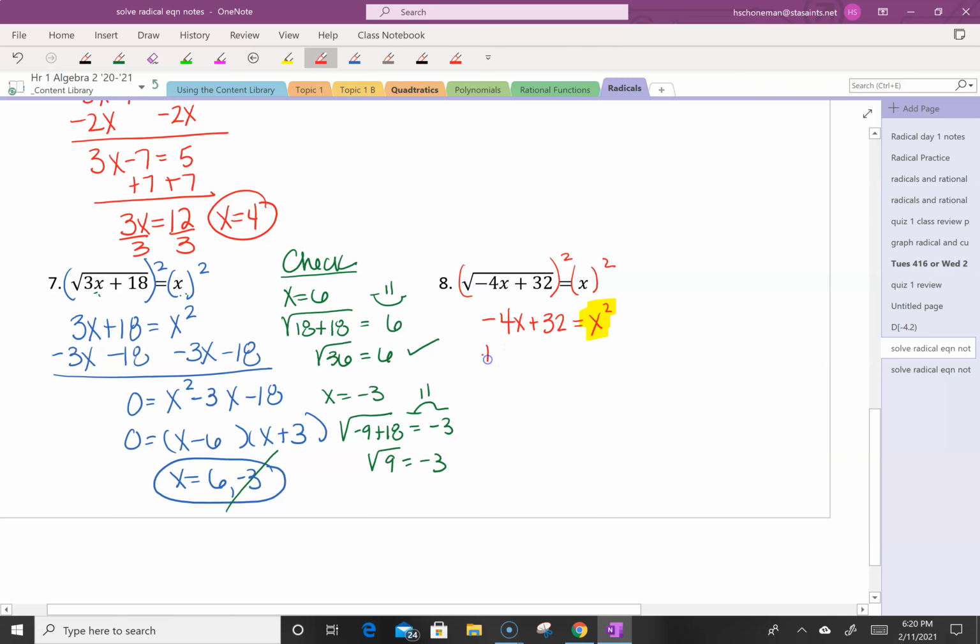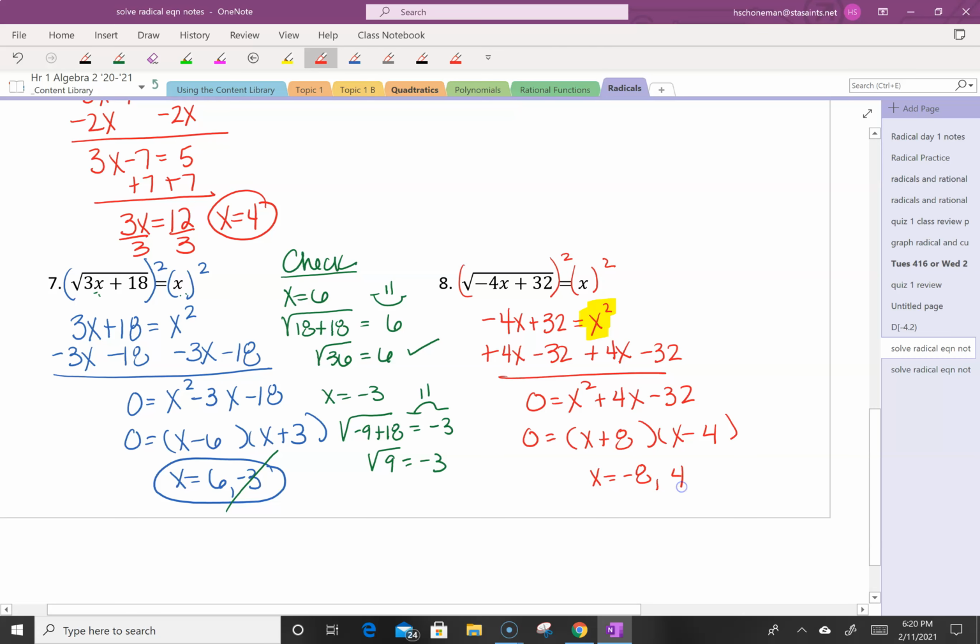So to solve this equation, first thing to do, I add 4x to both sides and subtract 32. When I do that, I get 0 equals x squared plus 4x minus 32. All right, so now I want to factor. What two numbers multiply to negative 32 and add to 4? Those two numbers would be positive 8 and negative 4. So when I solve, I get negative 8 and positive 4. Since I factored, I'm going to have to check it.